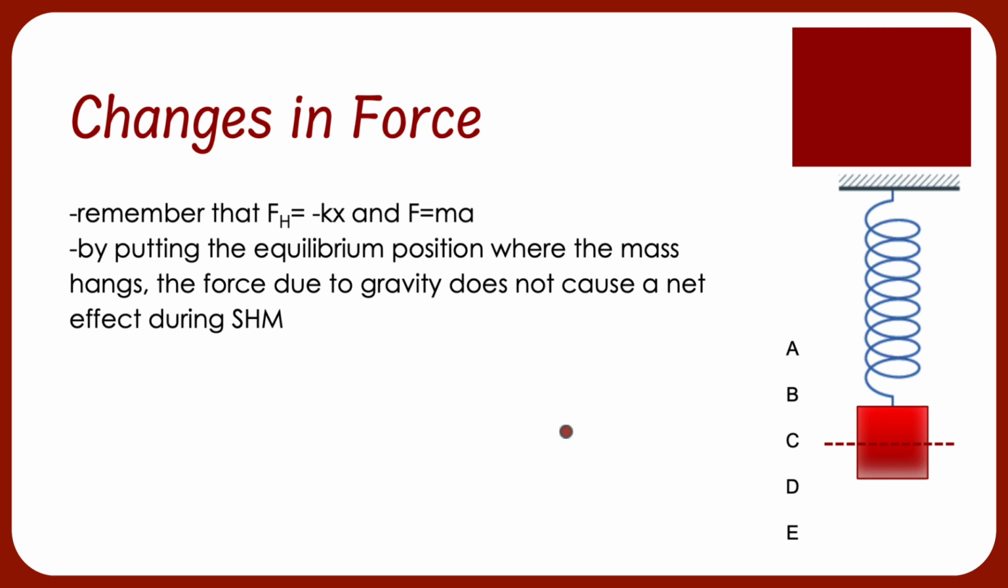Now you might be saying, well, wait a second, what about the force due to gravity? Now realize if I didn't have this hanging, my spring here would not be stretched this much. The key to this is not the original length of the spring. We're actually putting the equilibrium line where it hangs naturally without it moving up and down. That means that the force due to gravity is not going to have a net effect, and we'll be able to have that simple harmonic motion.